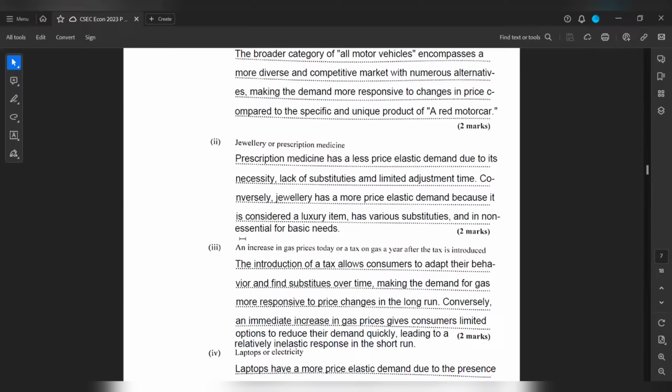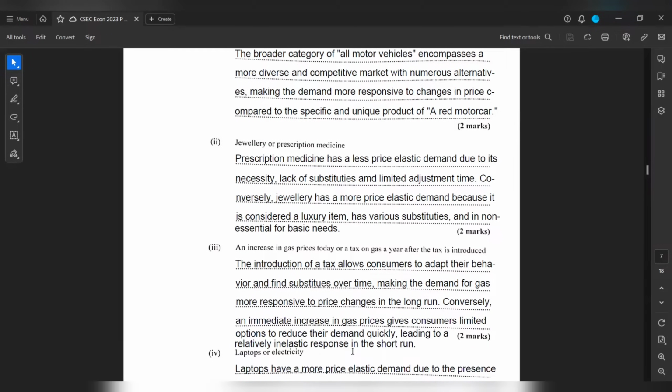An increase in gas prices today or a tax on gas a year after the tax is introduced. The introduction of a tax allows consumers to adapt their behavior and find substitutes over time, making the demand for gas more responsive to price changes in the long run. Conversely, an immediate increase in gas prices gives consumers limited options to reduce their demand quickly, leading to a relatively inelastic response in the short run.